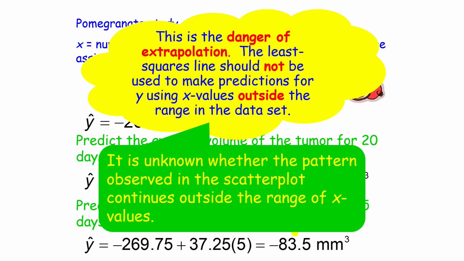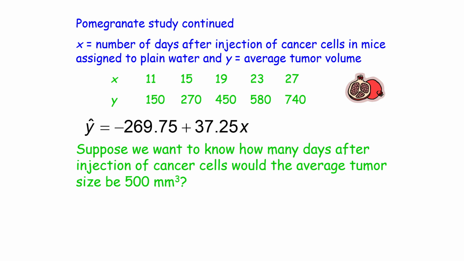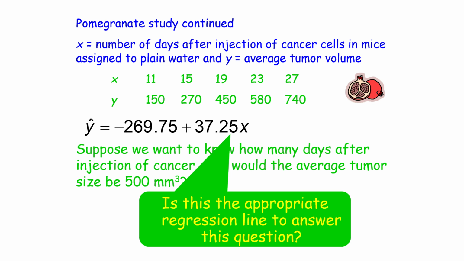Because it's unknown whether the pattern observed in the scatter plot continues outside of the range of x values that we were given. Now, suppose we want to know how many days after injection of cancer cells the average tumor size would be 500 millimeters cubed. So solve for x, right? So we want to know, is this the appropriate regression line to answer this question?